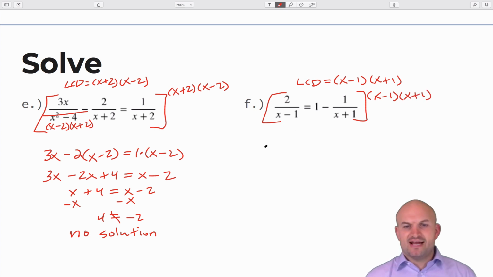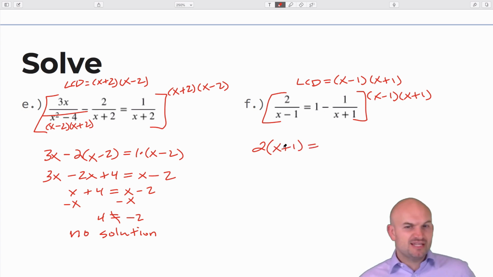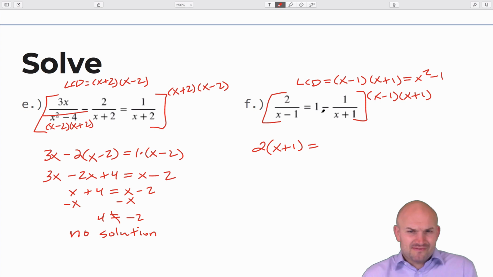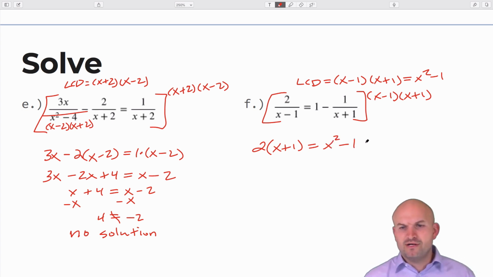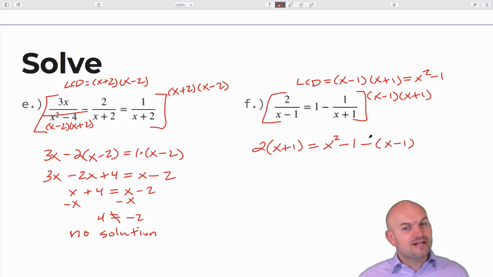My x minus 1's divide out, which leaves me with 2 times parentheses x plus 1 equals, now 1 times x minus 1, x plus 1. Let's actually multiply that out, right? What is x minus 1 times x plus 1? That's x squared minus 1. Typically we like things in factored form, but obviously if you're multiplying by this number, let's use that simplified value. So x squared minus 1, and then minus, here the x plus 1's divide out, so it's going to leave me with an x minus 1. Again, being very careful with that negative and parentheses.